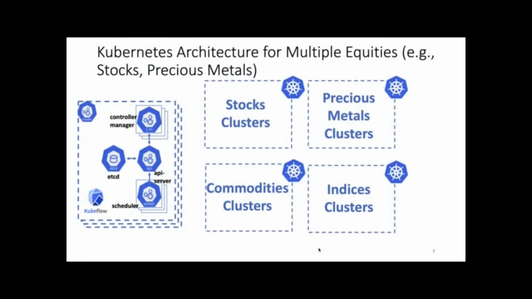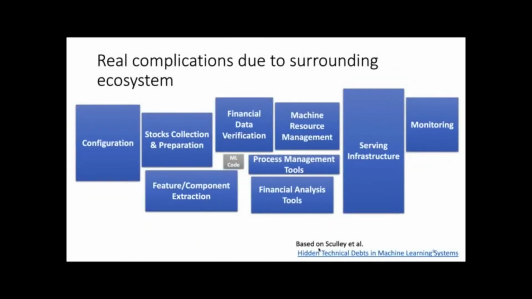In our architecture, we have multiple clusters for each asset. So clusters for stocks, clusters for precious metals, another one for commodities, another one for indices, and so on. In this, we show the need for Kubernetes as our platform to handle all the complications surrounding the execution of the prediction service on a single asset.